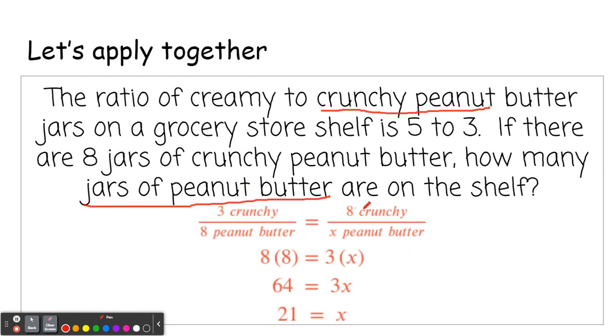So then I said, well, if I have 8 jars of crunchy peanut butter, how many peanut butters do I have on the shelf? So again, I go through and I cross multiply. And on this one, we're going to actually round because 8 times 8 is 64. 64 divided by 3 is going to be about 21. We're not going to have a half jar of peanut butter because let's be honest, if I went into a store and they gave me a partial jar of peanut butter, I'd be ticked off. So we're just going to go for the closest whole number. When we do 64 divided by 3, we get 21, which is the closest number. So let's try another one.